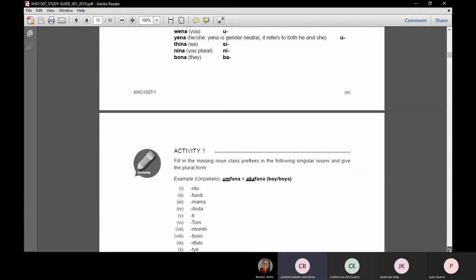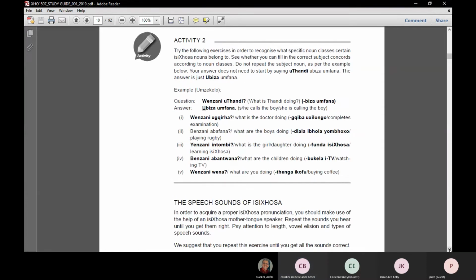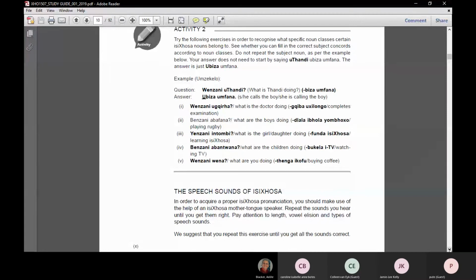If, for example, in number 3, the question is yenzani intombi. I understand why you said u, but now you have to go to that list of 15 classes, and look at the word intombi. You're going to notice that it falls under class noun number 9. Intombi iteni. But if we were using the girl's name, if we were saying wenzani utembi, we were going to use u. The answer would have been ufunda isiXhosa.